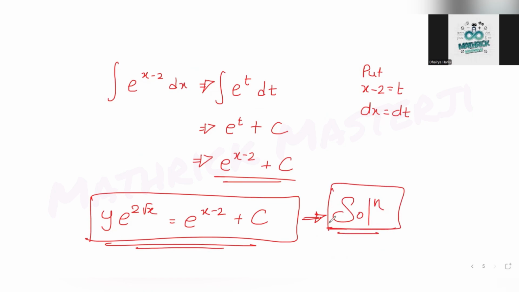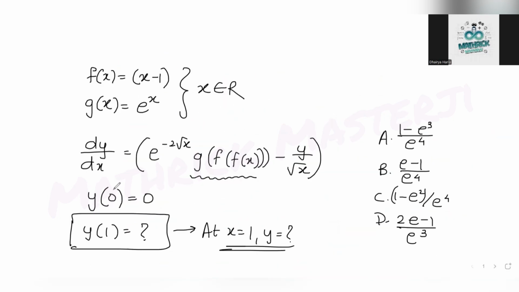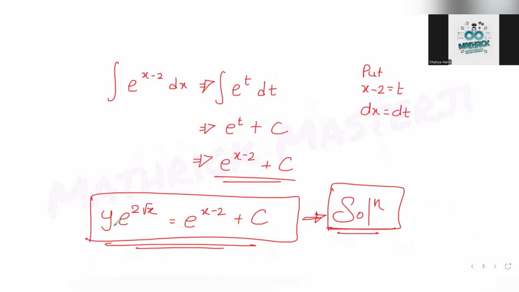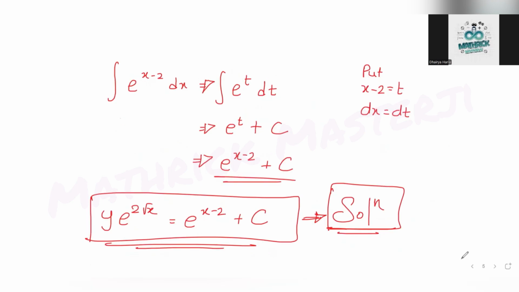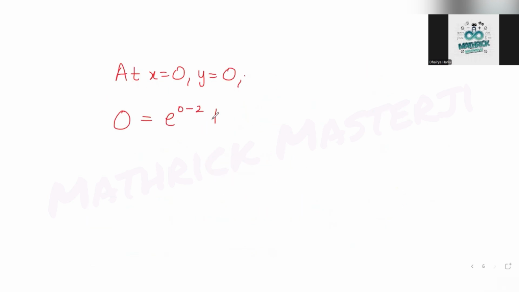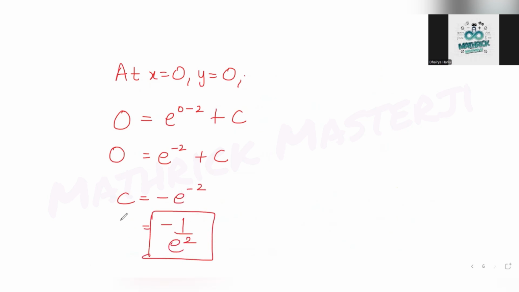Once I have the solution of the differential equation, let's just use the condition. So what does it say? At x equals 0, y is also 0. So let's put it. At x is 0, y is 0. So what do I get? 0 times anything, 0 equals e raised to 0 minus 2 plus c. So e raised to minus 2 plus c. So c in this case becomes minus e raised to minus 2, which is minus 1 over e squared. That is c. So once I get the c value, I will just put it in that and find the solution of the differential equation.